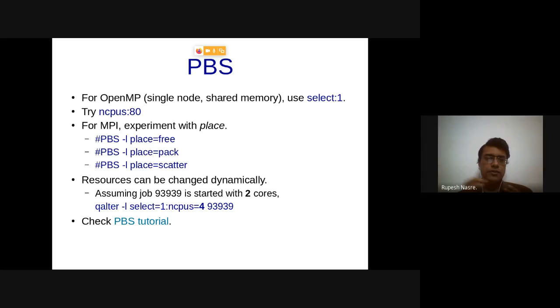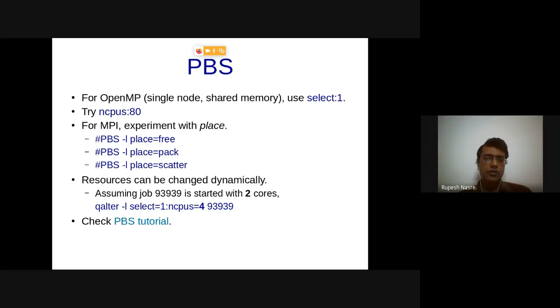If you are using it for OpenMP, that is for a single node, you are interested in shared memory parallelism, then you should do a select:1. I often see that many of the scripts are written first for MPI and then those get migrated for OpenMP. Many times students are not fully aware of the different options or their meaning. So that copy-paste triggers that select:2 or 3 that continues with the OpenMP program also.